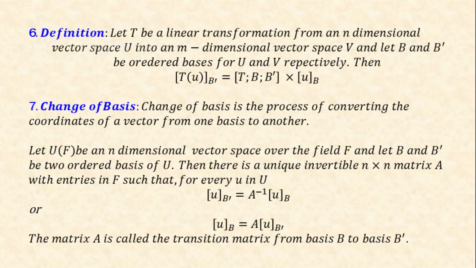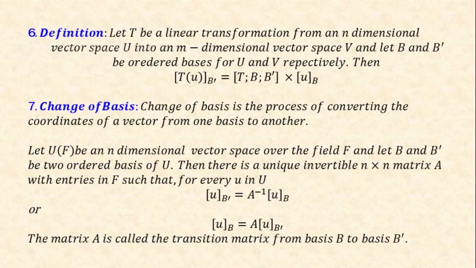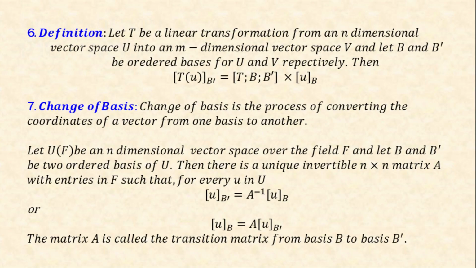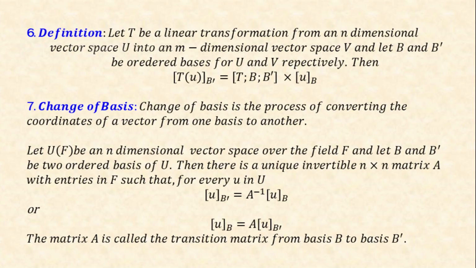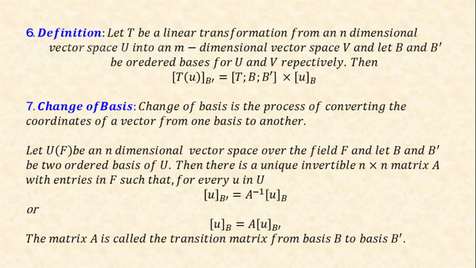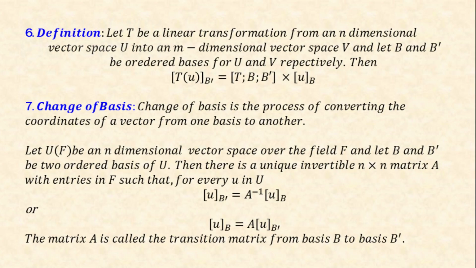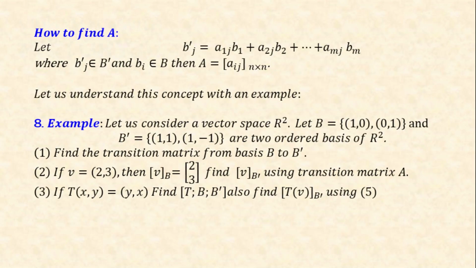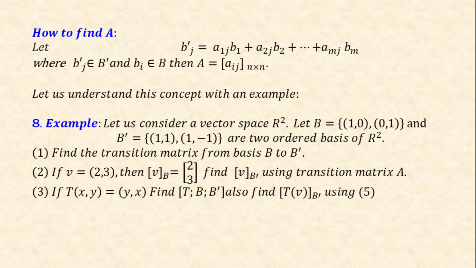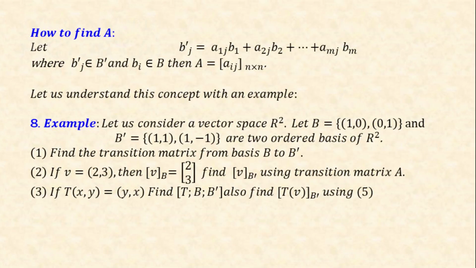Let U be an n-dimensional vector space over the field F, and let B and B' be two ordered bases of U. Then there is a unique invertible n by n matrix A with entries in F such that, for every u in U, the following equation holds. The matrix A is called the transition matrix from basis B to basis B'. To find the transition matrix, we have to express each vector of B' as a linear combination of vectors of B and make the coefficients the columns of the transition matrix.